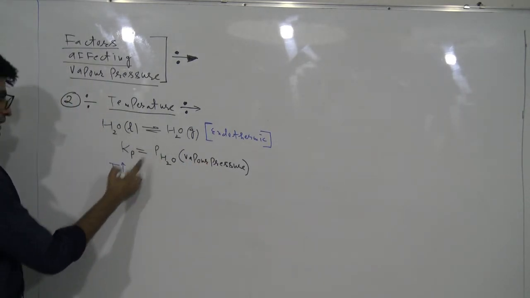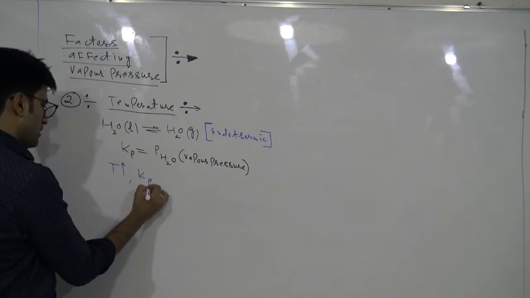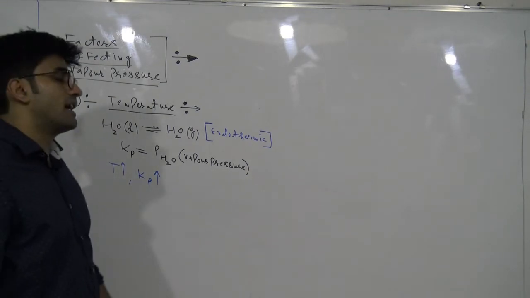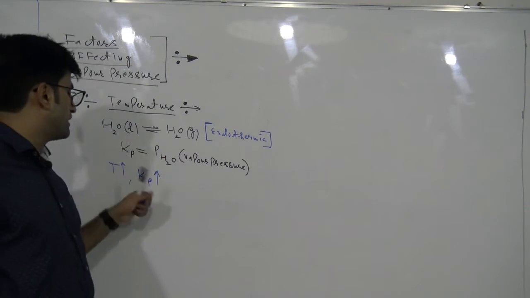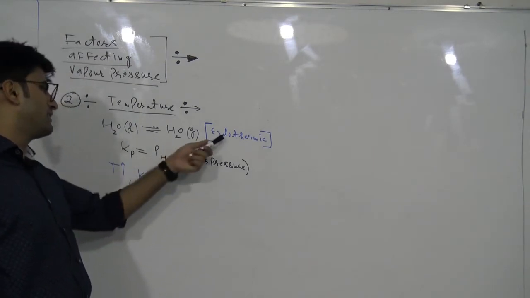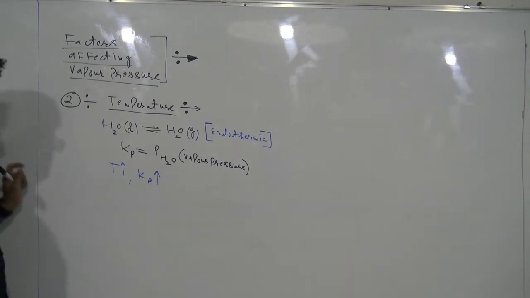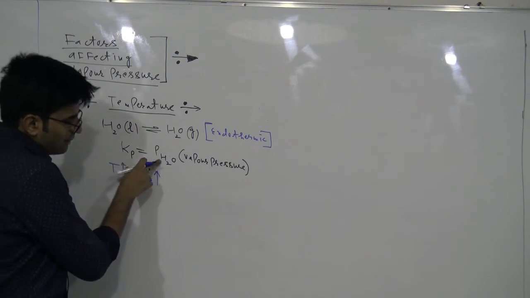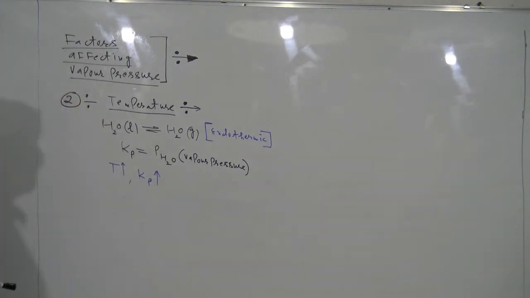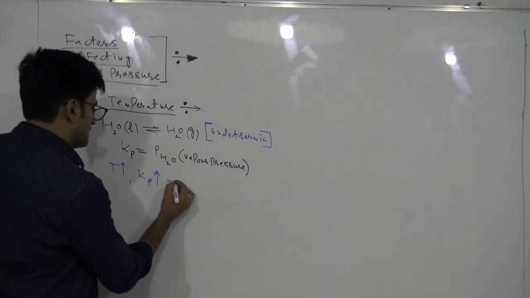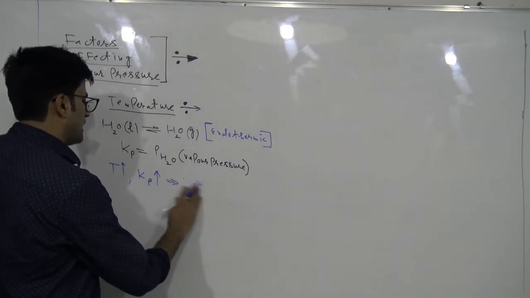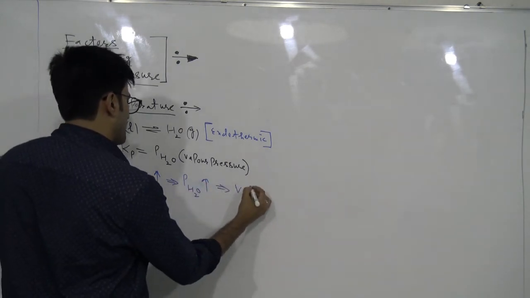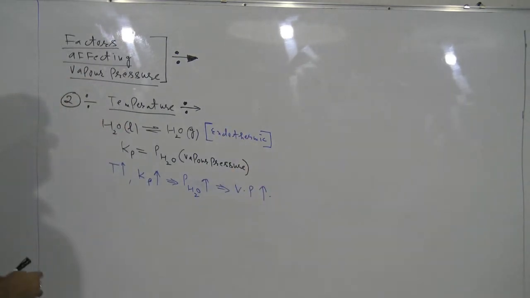increasing its temperature, the value of the equilibrium constant also increases. We discussed it in the 11th standard equilibrium chapter. And if it is exothermic, then if you increase the temperature, Kp, Kc will decrease. But if it is endothermic, if you increase the temperature, the Kp value will also increase. So if you are increasing the temperature, the Kp value is also increasing. If Kp is increasing, it means the partial pressure of water is also increasing. And the partial pressure of water means vapor pressure is also increasing. This implies PH2O is increasing. This implies vapor pressure is increasing. Okay.